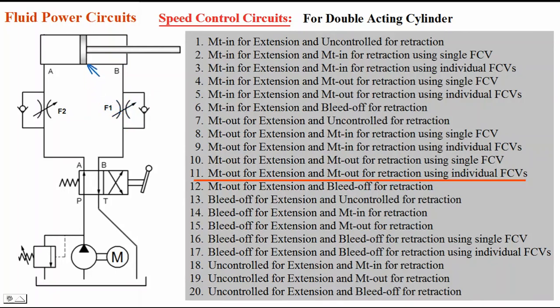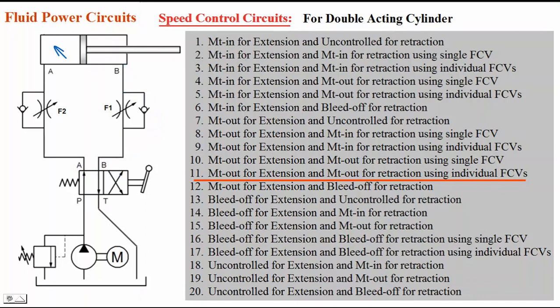That means oil which is coming out of the cylinder is flowing through the flow control valve F1 during extension. Means this is meter out for extension. Okay. When I shift the lever to the other position, P to B, A to T connection is made. So oil starts flowing to the B port of the cylinder. During this flow here, a check valve is there. Oil will flow through the check valve.